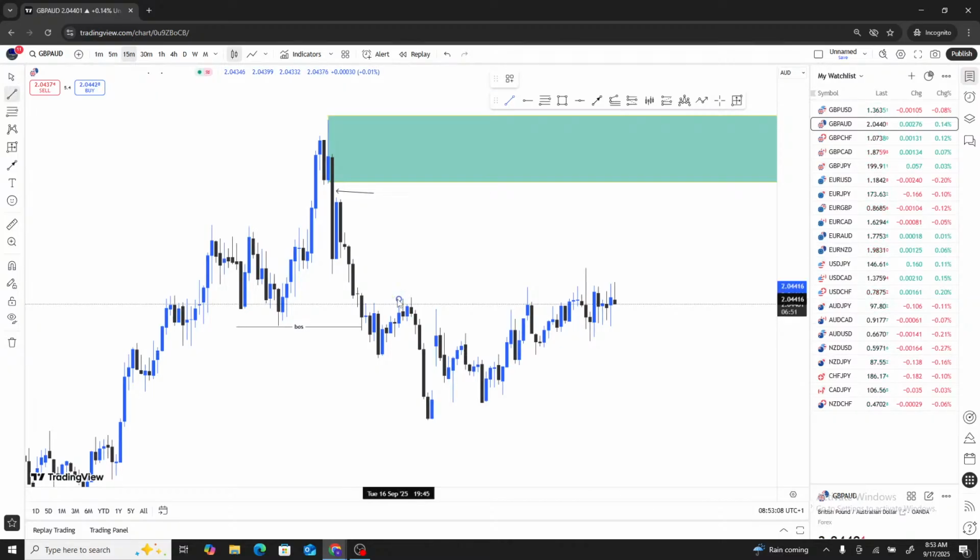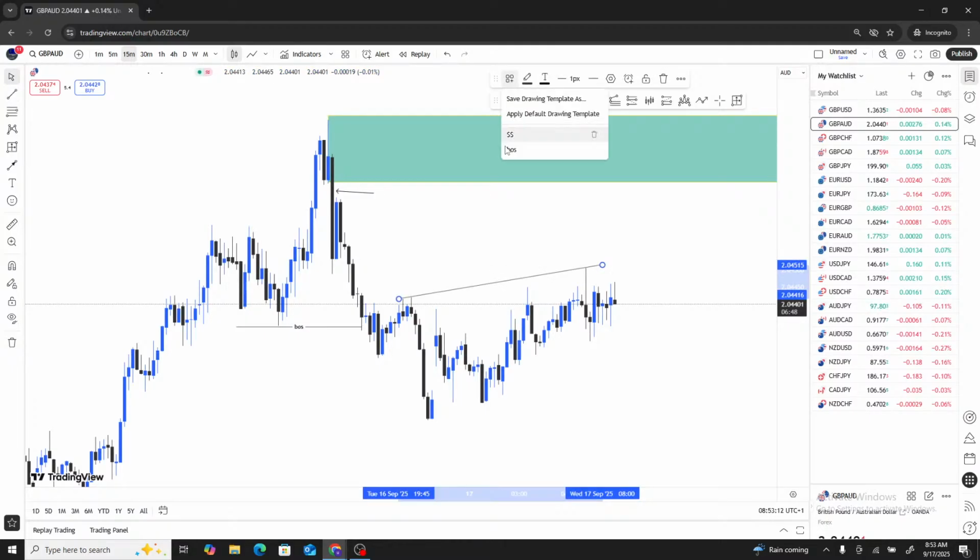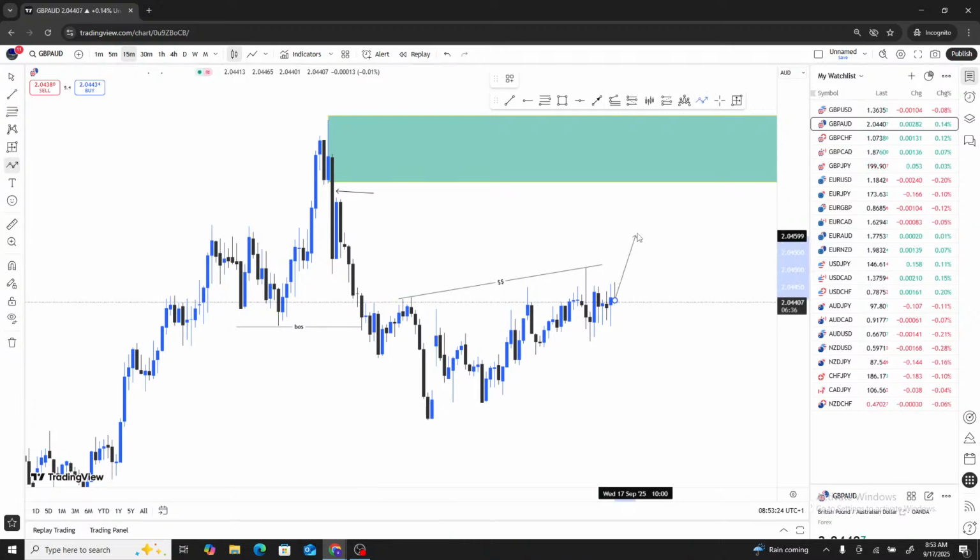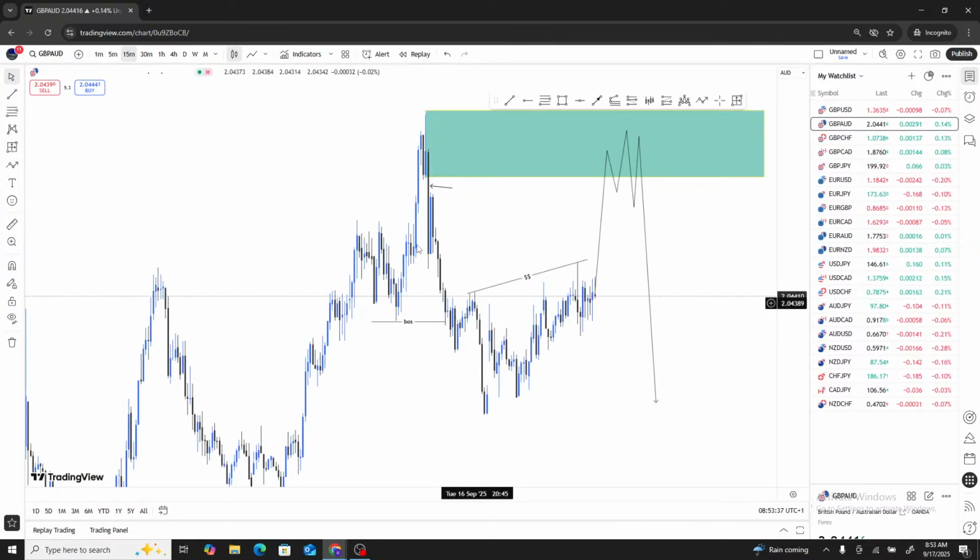This is a trend line liquidity, because we hope to see price take away this liquidity, enter this order block, and give us a confirmation entry and boom to the downside. All right, that is it for GBP AUD.